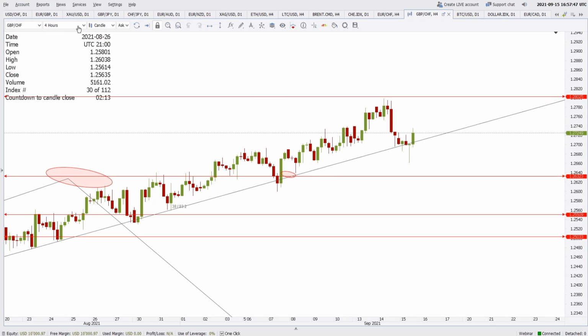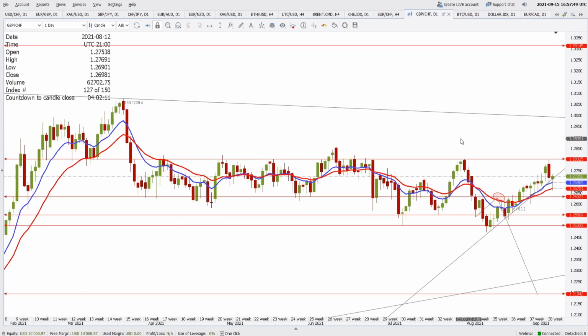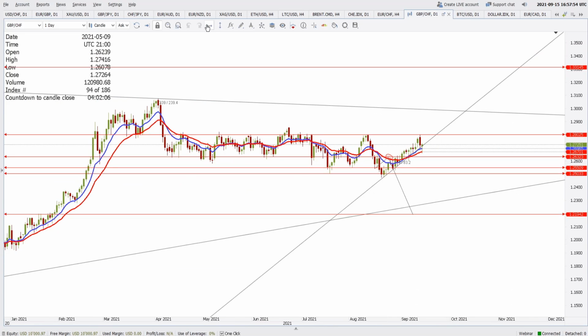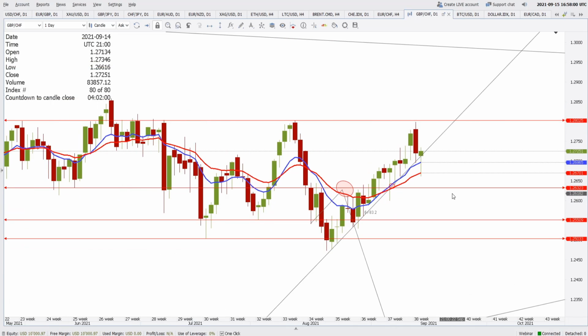So expect 1.2802 to be tested again, and if we see a daily closing above 1.2802, then we will expose this high in this market, that is 1.3075. On the lower side, we have immediate support at around 1.2632 region and 1.2550 region in this market.